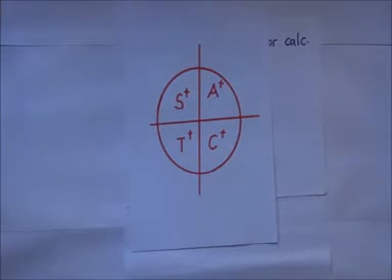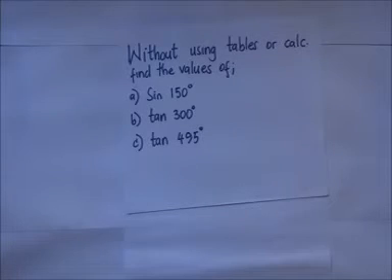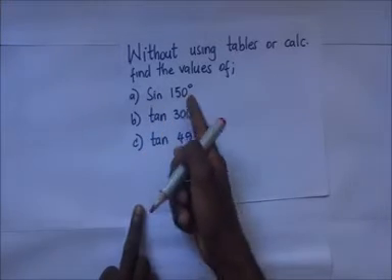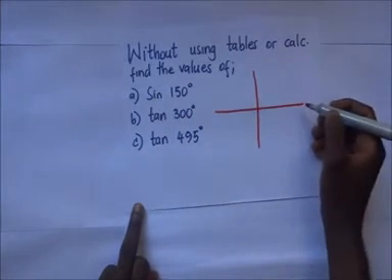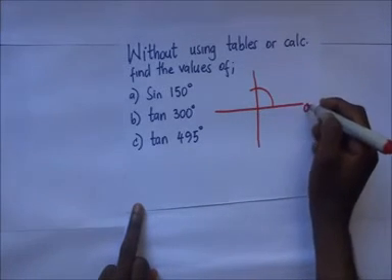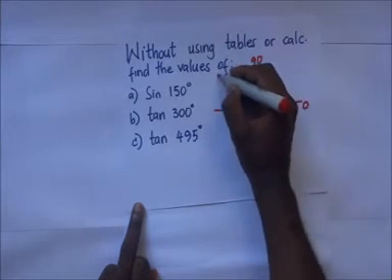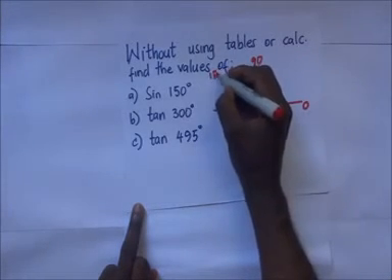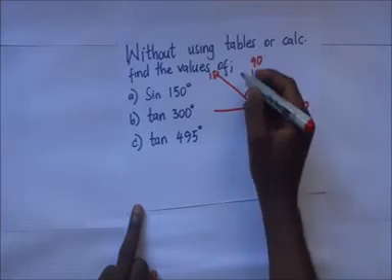Let's do some numbers. Without using tables or calculator, find the value of sine of 150. So now looking at the sine of 150, let's draw this. We start from here, 0 degrees, this is 90, so 150 lies around here. So if you look at sine of 150, it's lying in the second quadrant.